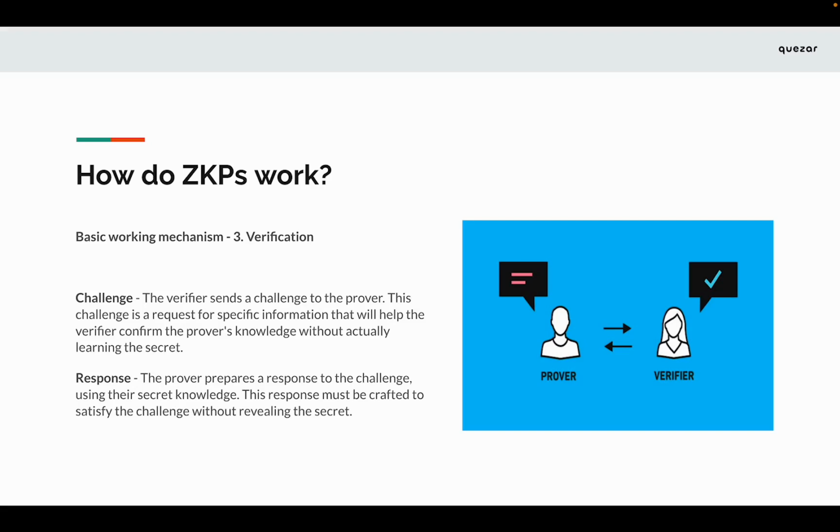Here a verifier creates a challenge and sends it to the prover. This challenge can only be solved if the prover actually knows the thing that they claim they know. The prover then prepares a response to this challenge using the piece of information that they know. Again, this response is created in such a way that the actual piece of information isn't revealed.